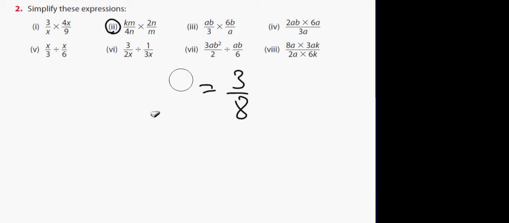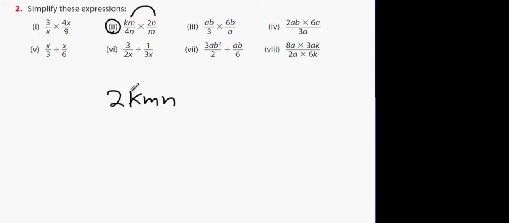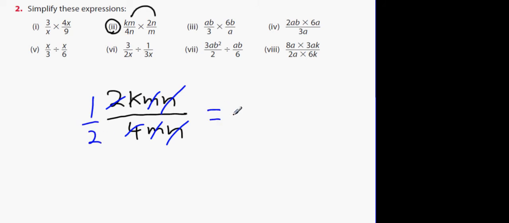Always arrange in alphabetical order if you can. On the top we have 2kmn, which means 2 multiplied by k, multiplied by m, multiplied by n. The bottom is going to be 4mn. Now the n's will cancel: multiplied by n on the top, divided by n on the bottom. The m's will cancel. 2 divided by 4? Anybody? A half. So the answer is a half k.